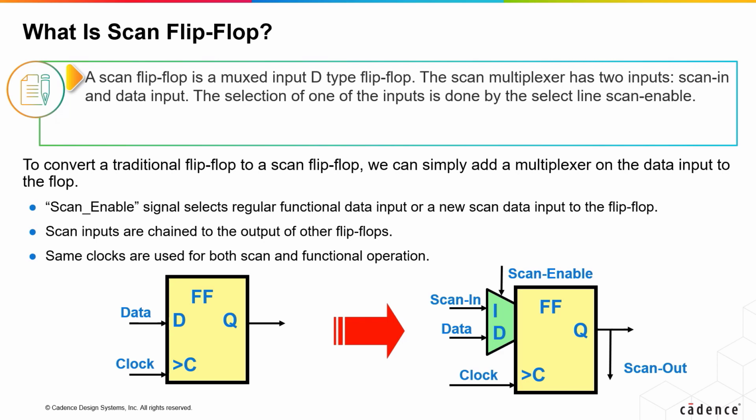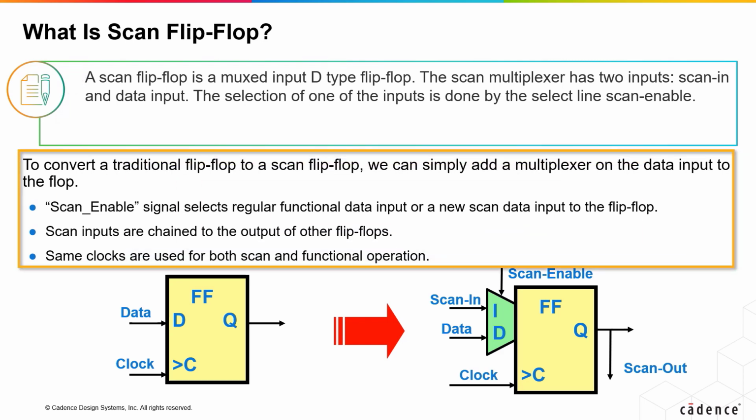The scan multiplexer has two inputs, scan-in and data input. The selection of one of the inputs is done by the select line, scan enable. One of these ports is used for functional operation, the other for scan operation. There will normally be a test control signal that switches the circuit between the scan state and the normal functional state, called scan enable by convention.